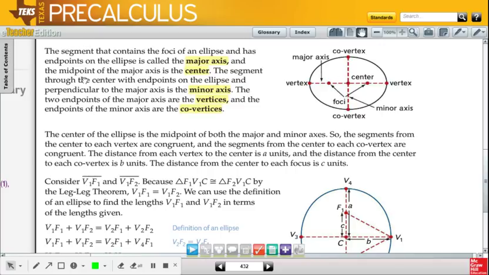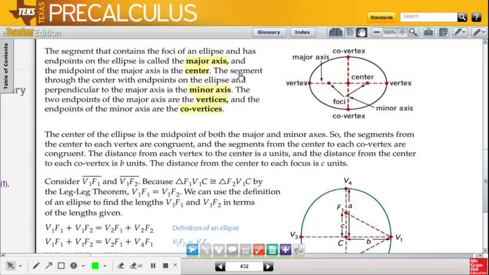In this given information, the segment that contains the foci of an ellipse and has endpoints on the ellipse is called the major axis, and the midpoint of the major axis is the center. So let me go over the center. Center is the same thing as the vertex in a parabola, h, k. The reason we use the center is because you will see below, but I'll explain that later.